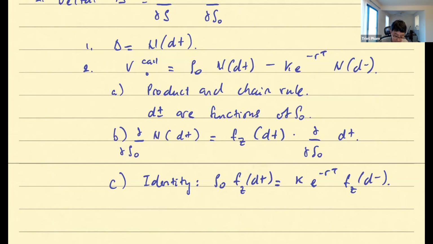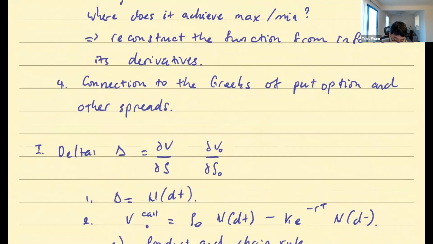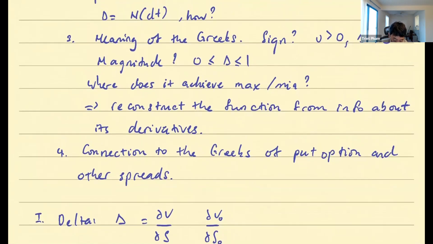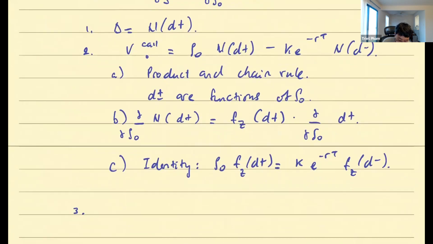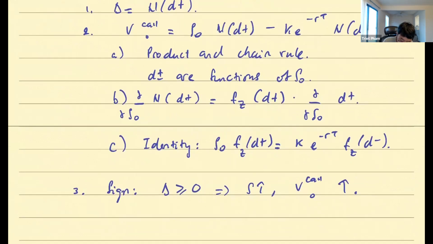Okay, 3, right? The meaning. So first, the sign we already discussed. Delta is always non-negative. So if the stock price goes up, the call option goes up. Simple. Magnitude is always between 0 and 1.